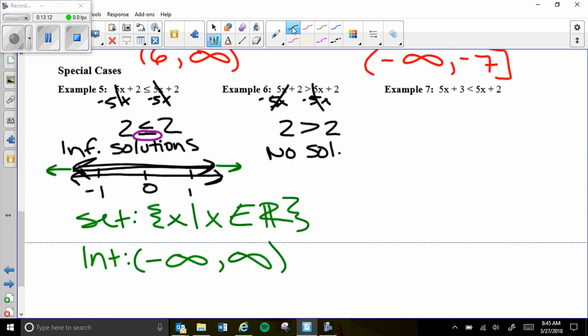All right, and then our last example is number 7. 5x, subtract 5x from both sides, these cancel, 5x minus 5x cancels, so I'm left with 3 is less than 2. Is 3 less than 2? Is that a true statement? No, so again, in this case, we have no solution.